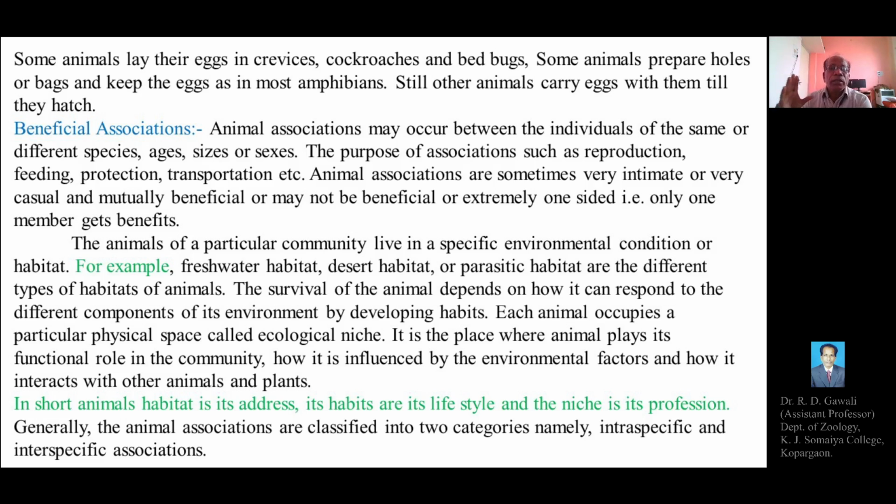So generally, the animal associations are classified into two categories, namely intraspecific association and interspecific association. So generally, there are two types of animal associations, that is intraspecific and interspecific associations.